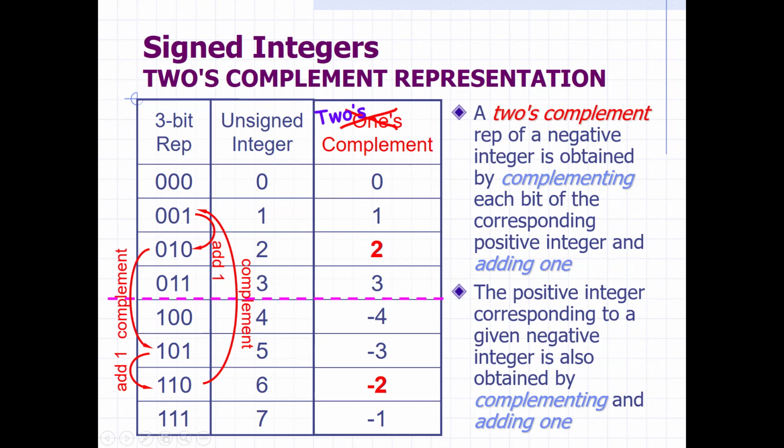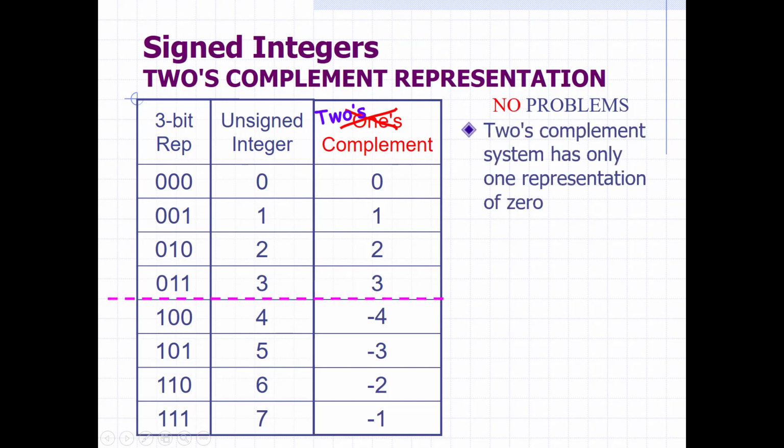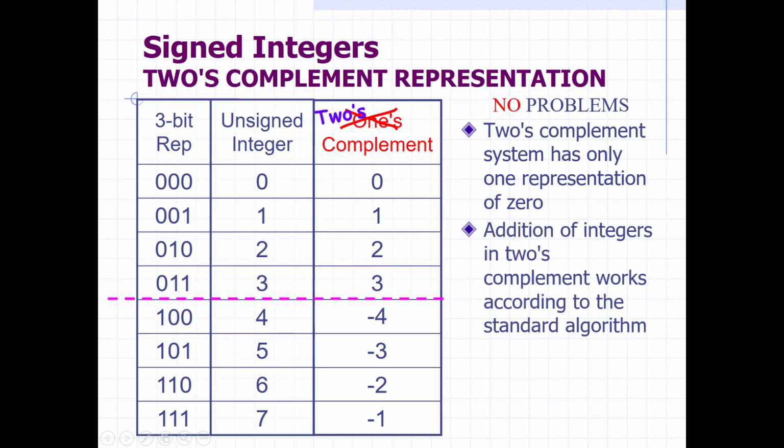So it's nice to only need one algorithm, because you guys are starting to get a bunch of various algorithms that you have to keep track of. So this one is nice that it's the same in both directions. This one has no problems. It only has 1 zero, and addition works.